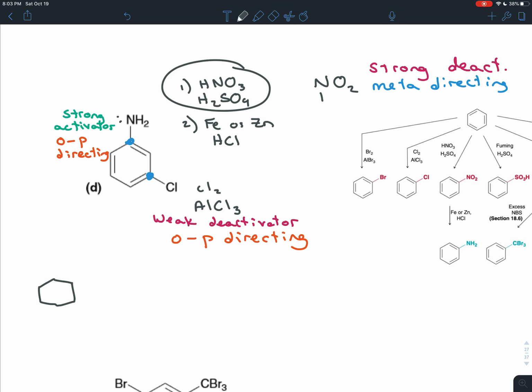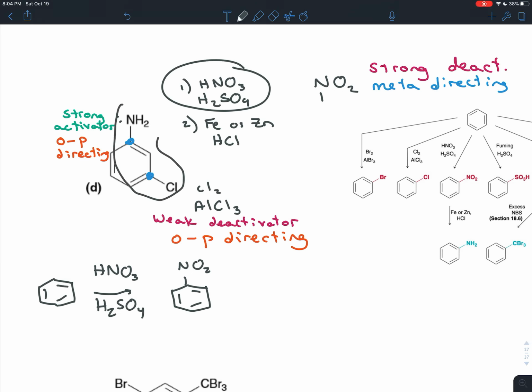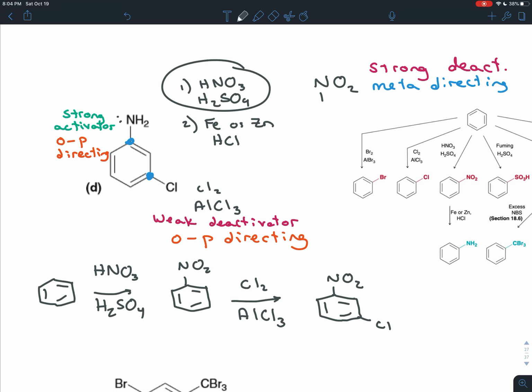So we'll take benzene. We do the nitration, HNO3, H2SO4. And that puts the NO2 onto the ring. Now that NO2 is meta-directing. This is the only chance we have to put these branches on meta. So we next put the chlorine on while we still have this meta director. Cl2, AlCl3. That adds the chlorine meta.